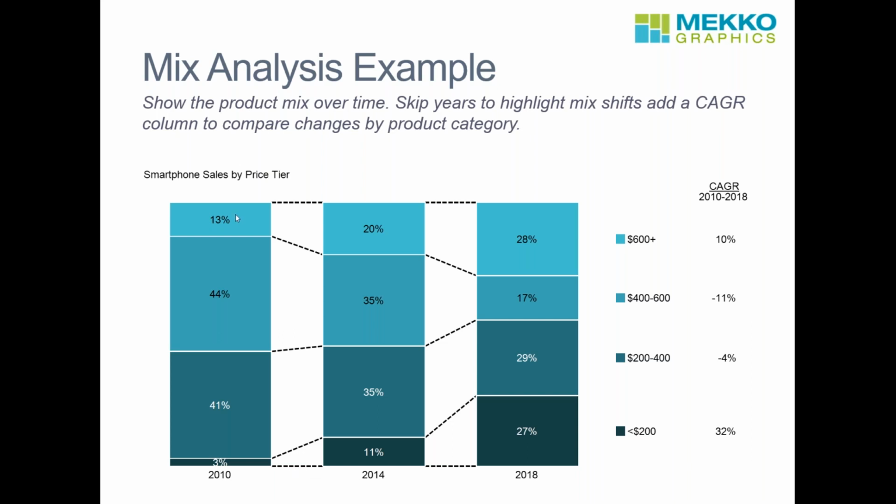And here you can see the trend is very clear in smartphone purchases, that the high end and the low end were growing, and the middle was shrinking, and that's reinforced with this CAGR column on the right-hand side. And again, I've got the percentages in my bars, the legend and the CAGR column aligned and on the right-hand side. So very easy to read the chart from left to right. So those are my charts.